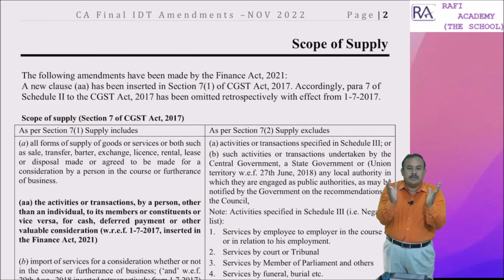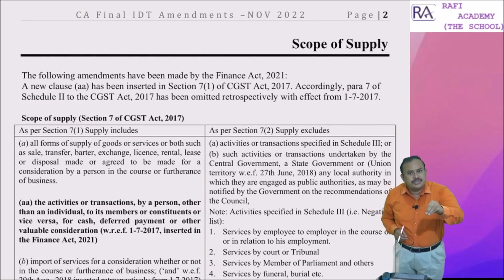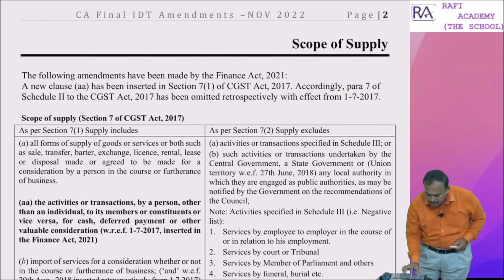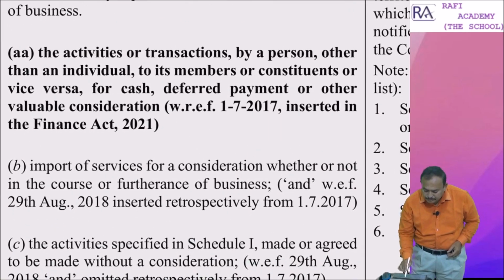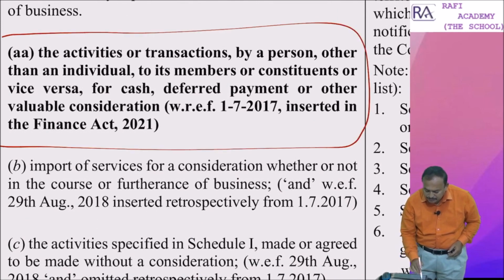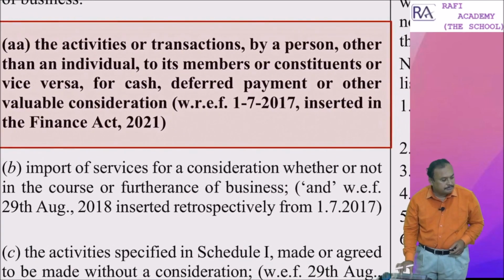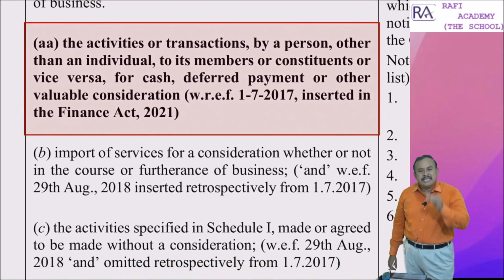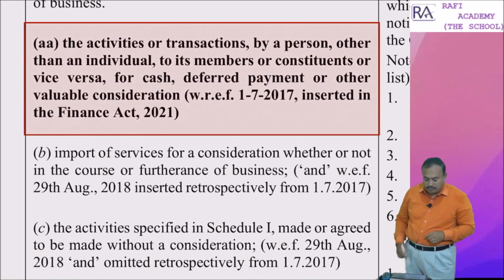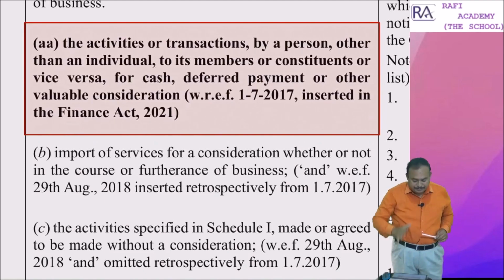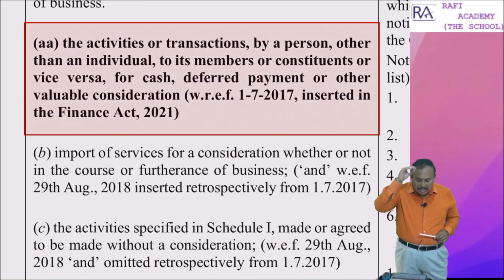Scope of supply. Further added a new clause, clause AA, under section 7, subsection 1, stating as follows. This one says that the activities or transactions by a person other than individual to its members or to its constituents or vice versa for cash, deferred payment or other valuable consideration.